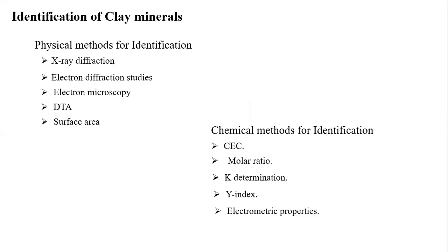Today's topic is on identification of clay minerals. In identification of clay minerals, there are two types. One is the physical methods of identification, and another one is called chemical methods for identification. So what are these and what are the types? What is their role? How are we going to identify?